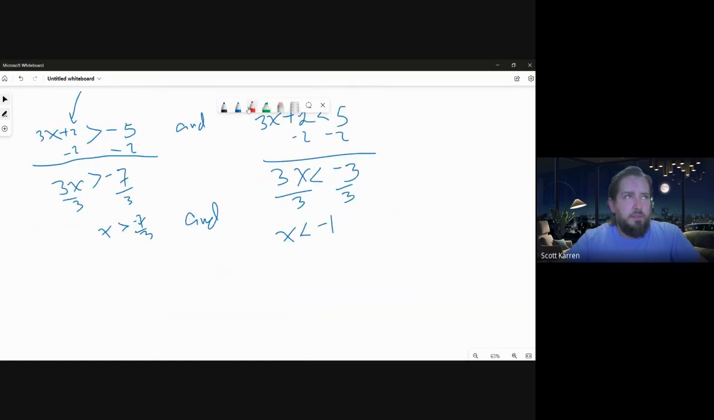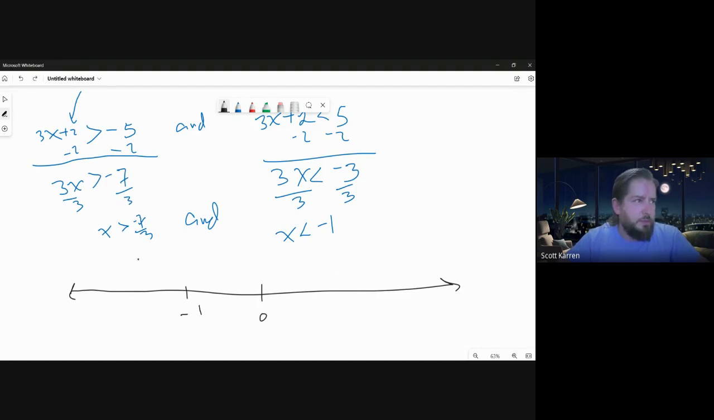And so I can graph this. There's my 0. There's 1 I'm going to be interested in. And the other one is negative 7/3, which is a little bit, let's just call it right there. Timeout. This should not be negative. My bad. So we want it there.